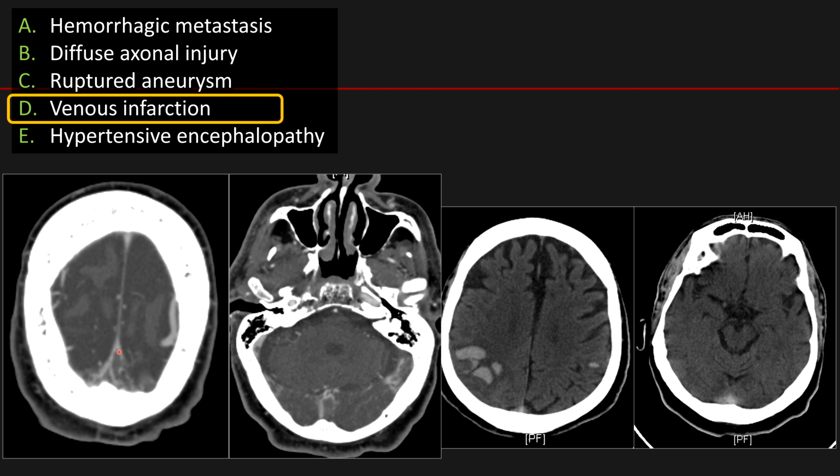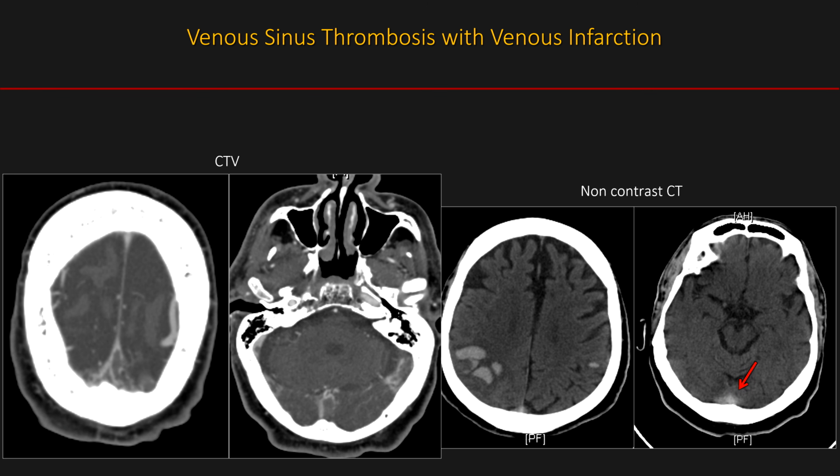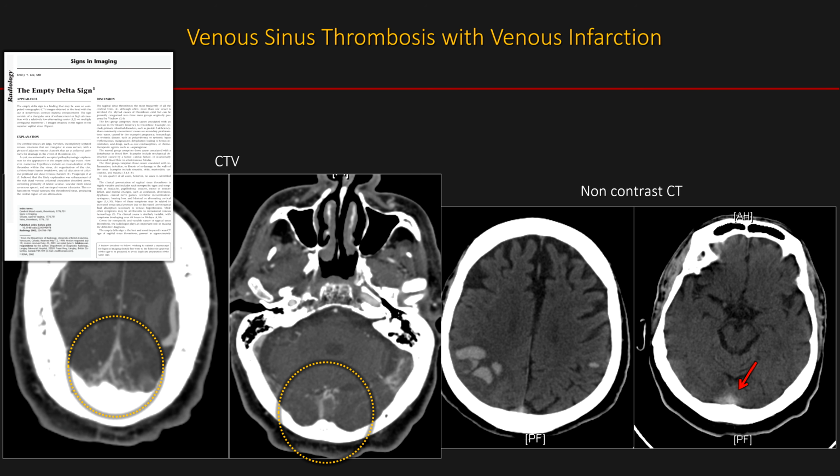delta sign. There's a filling defect within the delta of the posterior aspect of the superior sagittal sinus, and the corresponding finding on the non-contrast CT is that you see increased density within the triangle. So on CTV, you see this filling defect. That's the empty delta sign.